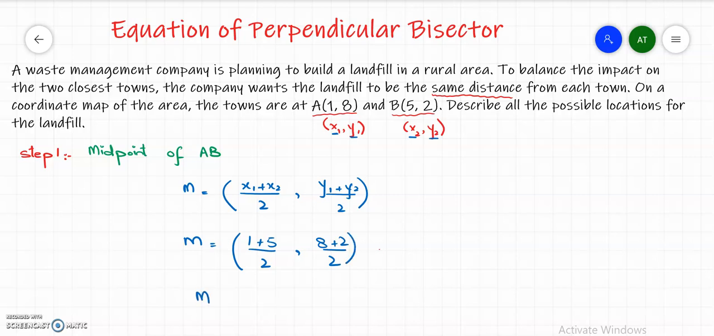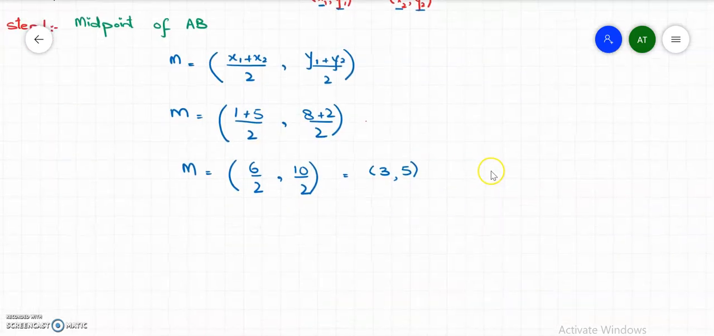So the midpoint M would be equal to 1 plus 5, which is 6, divided by 2, and 8 plus 2, which is 10, divided by 2. So 6 by 2 would be 3 and 10 by 2 would be 5. So the midpoint of line segment AB is (3, 5). Okay, let's move to the second step.